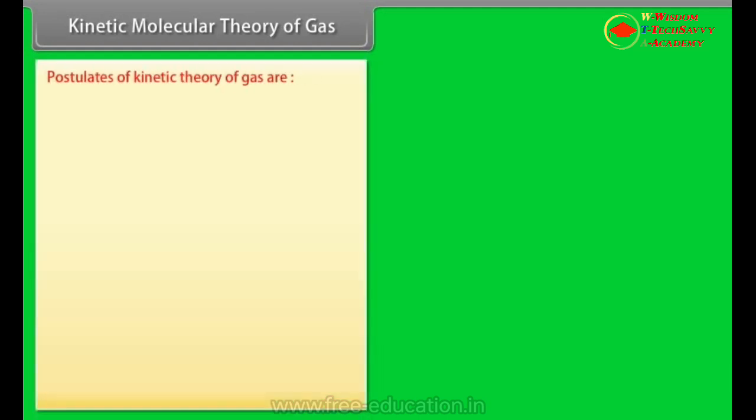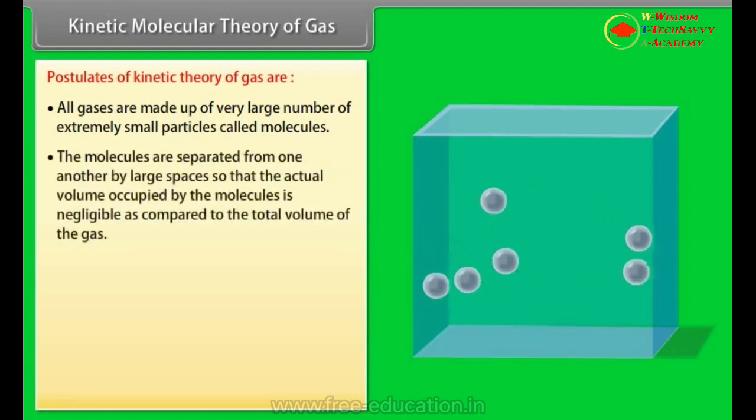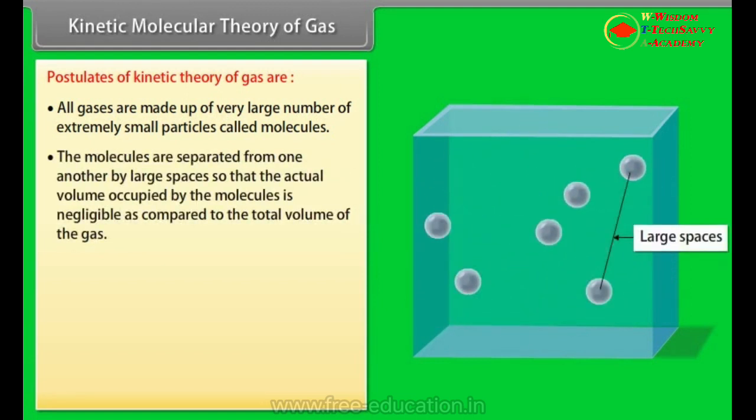Kinetic molecular theory of gas. The postulates of kinetic theory of gas are: all gases are made up of very large numbers of extremely small particles called molecules. The molecules are separated from one another by large spaces, so that the actual volume occupied by the molecules is negligible as compared to the total volume of the gas.